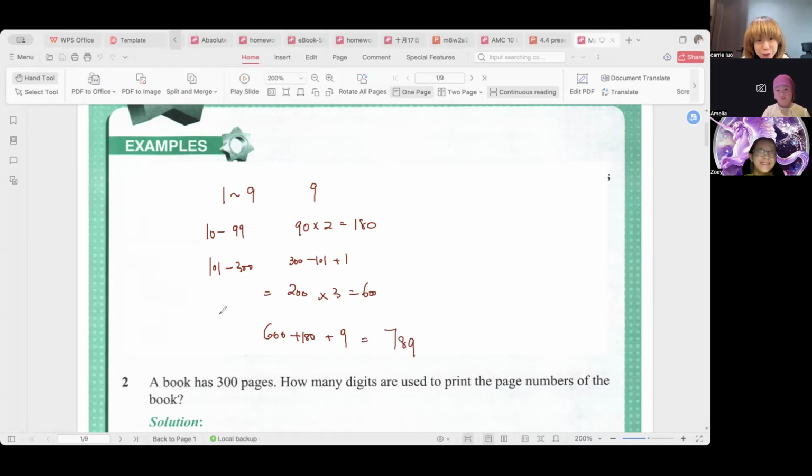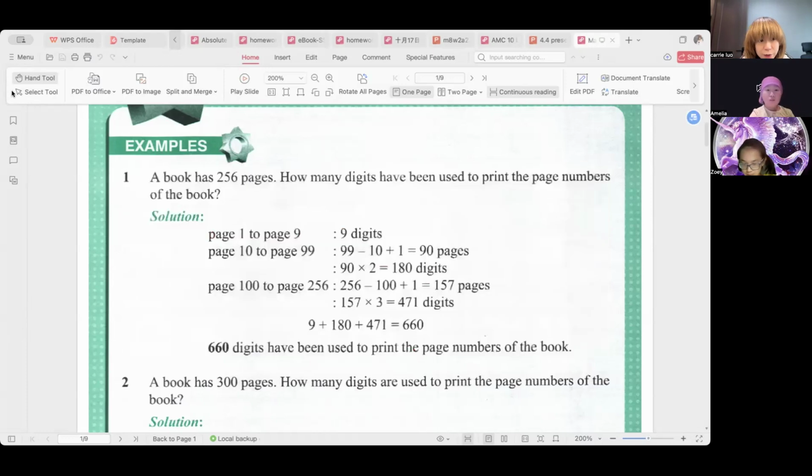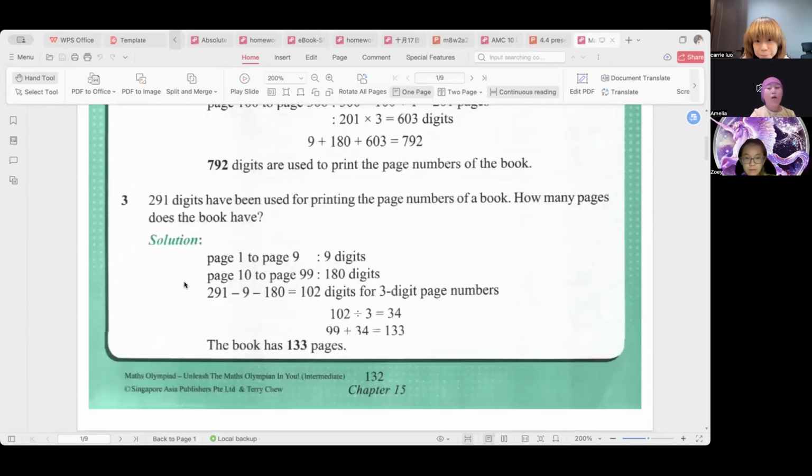Zoe, which part are you making mistakes? Oh, why did I do 101? It's 100 to 300. Oh, sorry, my mistake. Yeah, you're right. Sorry, Zoe. 792. Yeah, 792. I don't know what's going on. Get it? Amelia, what is your answer? Where's your answer?